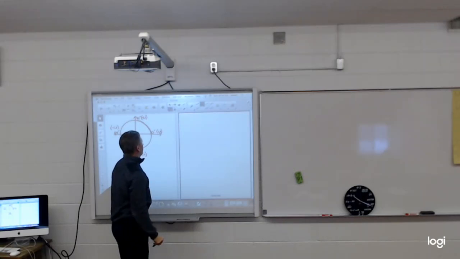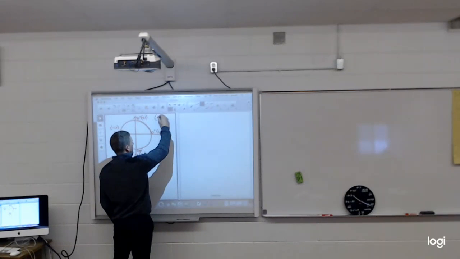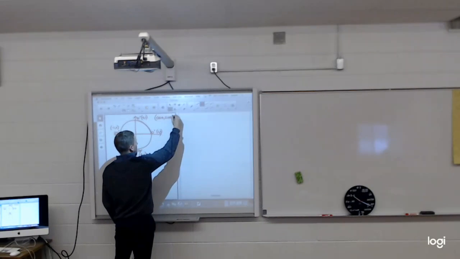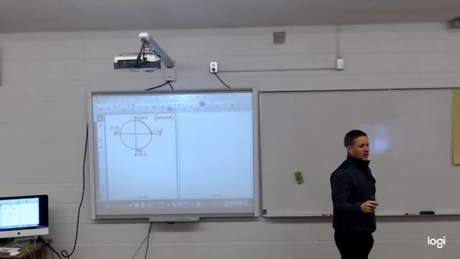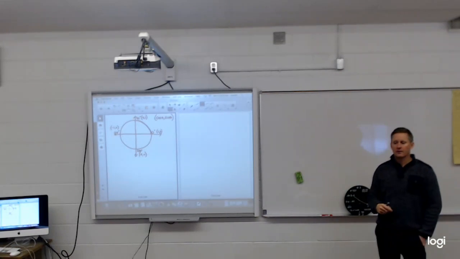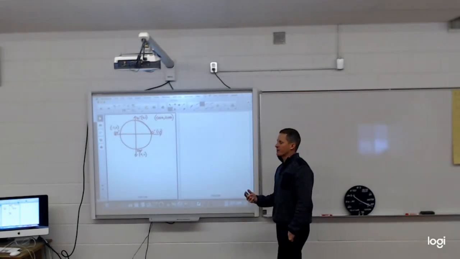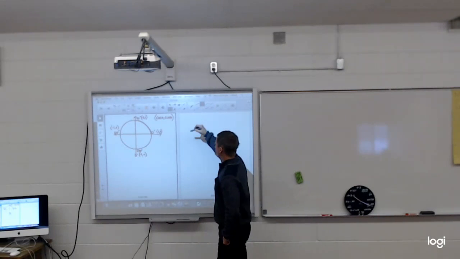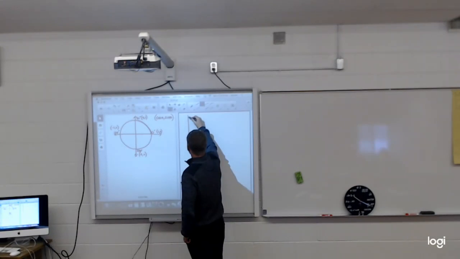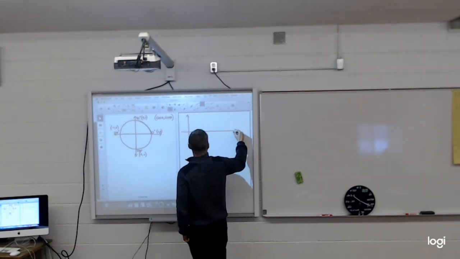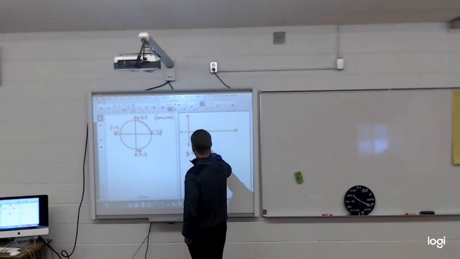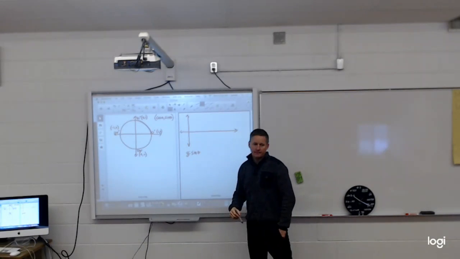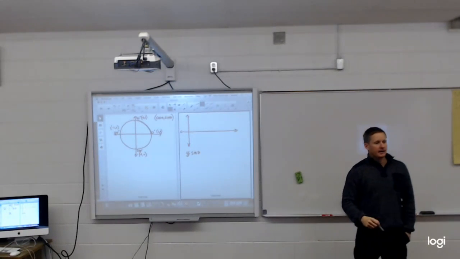Now, I'm going to write this down. Okay. The x value of the coordinate is the cos ratio. The y value of the coordinate is the sine ratio. So if I said to you, I need to graph y equals sine theta. All right, it's the y coordinate.